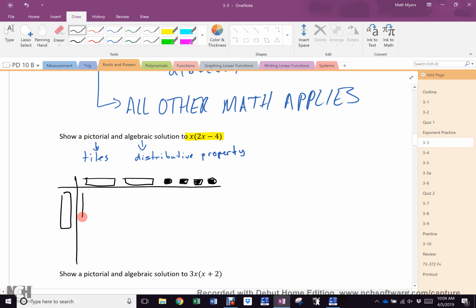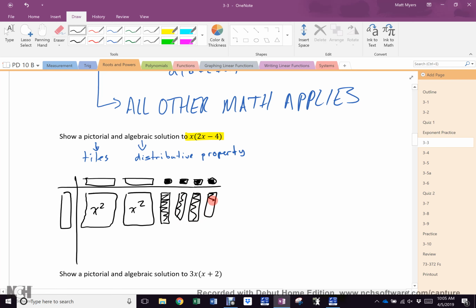Now, there's x, yes? But that x is what? Been stretched that far to make what? x squared. Same thing happens here. x squared. Now, this x keeps its length and keeps its width. But what wins? Negative or positive? Negative.